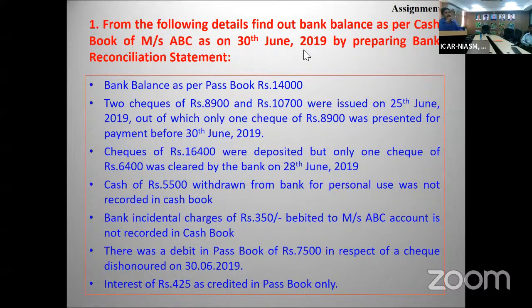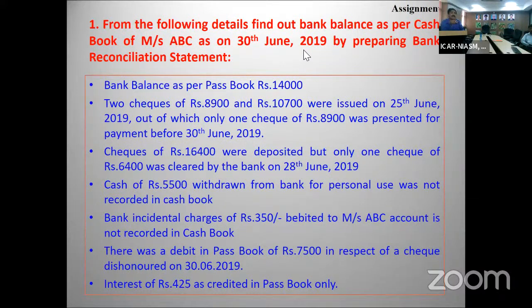You come to the second entry, reverse of this only. Second, checks of rupees 16,400 were deposited, maybe multiple checks, but only one check of 6,400 was cleared by bank on 20th June. Means as we are preparing it up to 30th June, whatever transaction has to be done by the bank up to 30th June. That means we have deposited checks of 16,400.